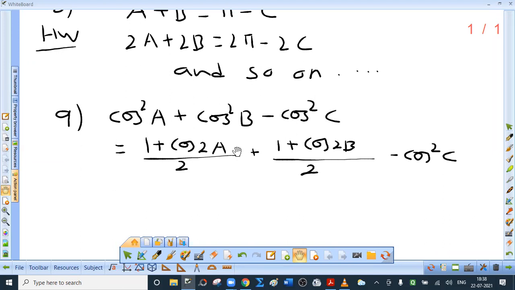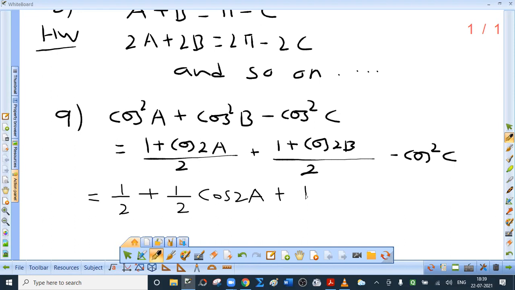Now sum number 9. I'll read the sum for you. Prove that cos square A plus cos square B minus cos square C equal to 1 minus 2 sine A sine B cos C. Now we need cos C in the answer, but we do not need cos A and cos B. So see what I'm doing. For cos square A, I'm writing 1 plus cos 2A by 2. What is cos square B? 1 plus cos 2B upon 2, minus cos square C as it is. Split the numerator. I'll write all the steps to avoid confusion.